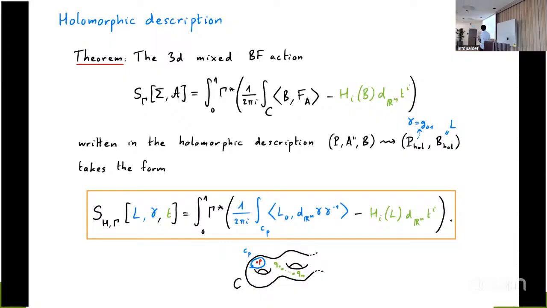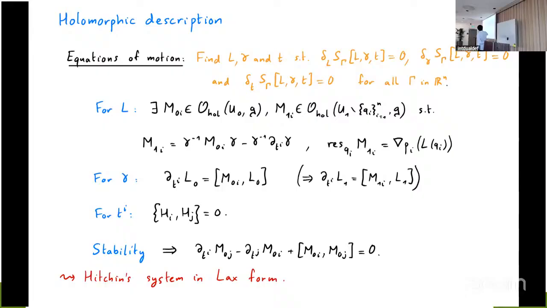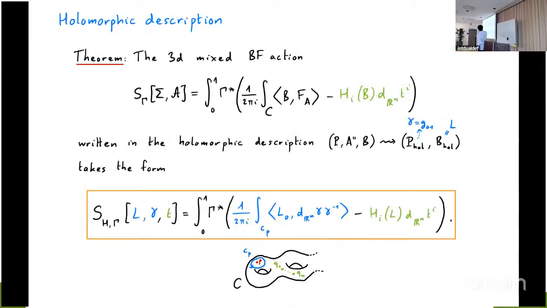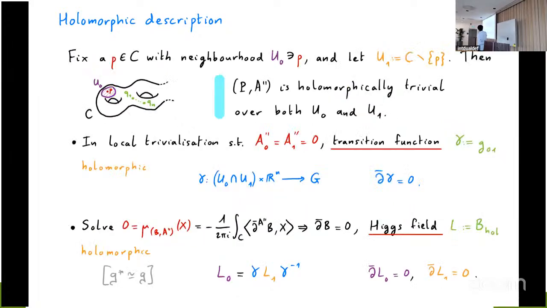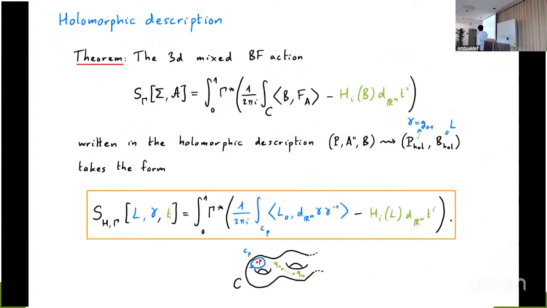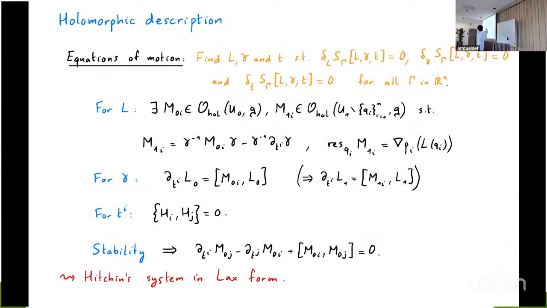for the Hitchin system. So the equations of motion for this action are actually quite subtle to derive, because there are various constraints between L and gamma. Remember, L and gamma are connected through this constraint. So it's a non-trivial result to derive the equations of motion. So you vary the action with respect to all the variables L, gamma, and T, with the constraints that L and gamma are connected through this transition function.